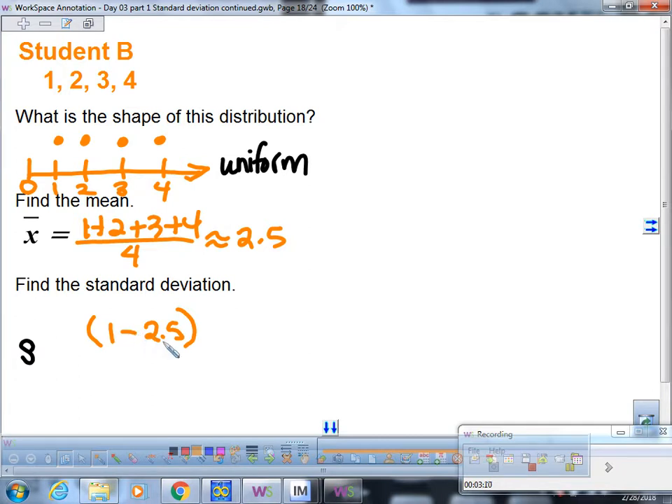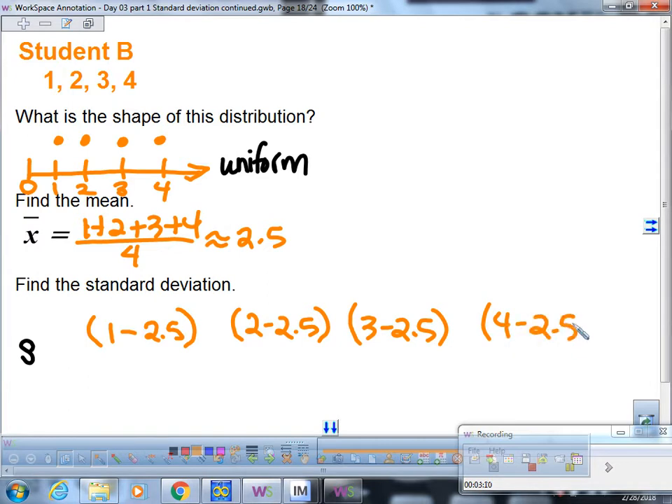Whenever we're trying to find distance, we use subtraction, right? You want to find out how far your sister is from you and you're 15 and she's 17? You subtract. They're 2 away. So I've got 1 minus 2.5. The way I deal with that negative, I'm not even going to do that yet. So I have 1 minus 2.5. What's the spread of that? Then I have 2 minus 2.5. How far away is 2 from the mean? Then how far away is 3 from the mean? Then how far away is 4 from the mean?